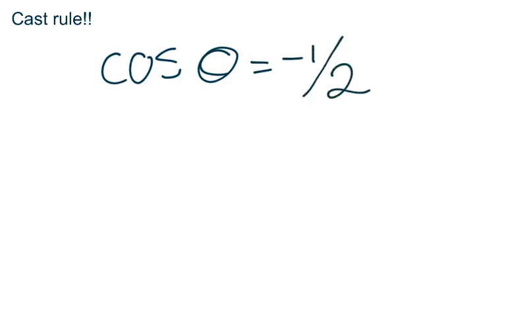Hello everyone, so today we're going to be talking about the CAST rule. The CAST rule is used when you are given the value of cos or sine or tan. So let's say something like cos theta is equal to -1/2.